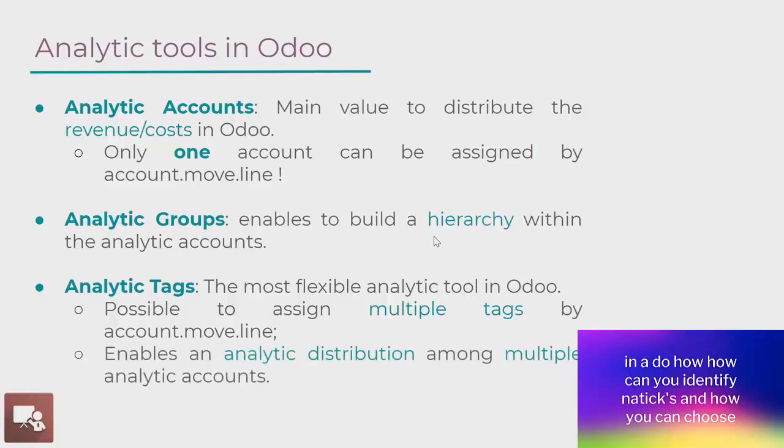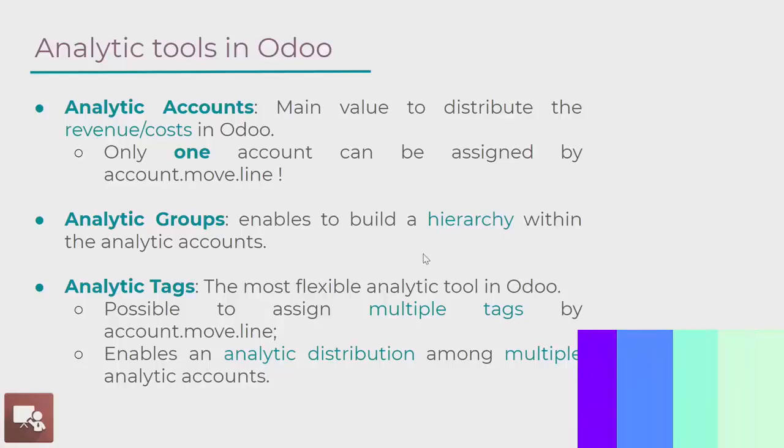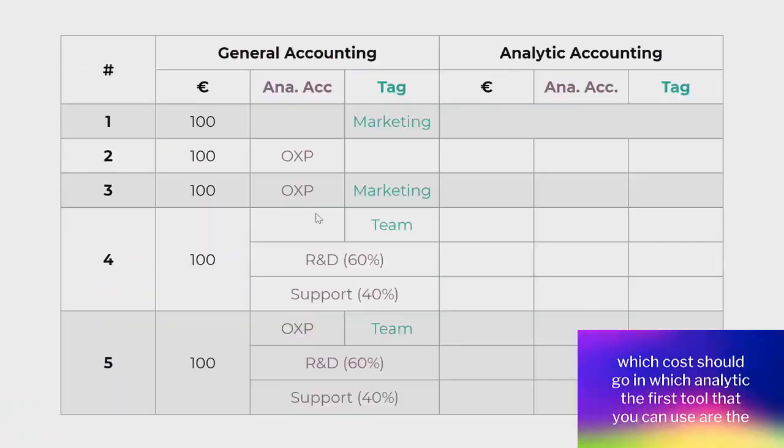And lastly you're going to have analytic tags. So these are the most flexible analytic tools, and there are no restrictions on them. On a journal item, you can assign multiple tags by account move line, and you can also configure analytic distribution between multiple analytic accounts for one tag.